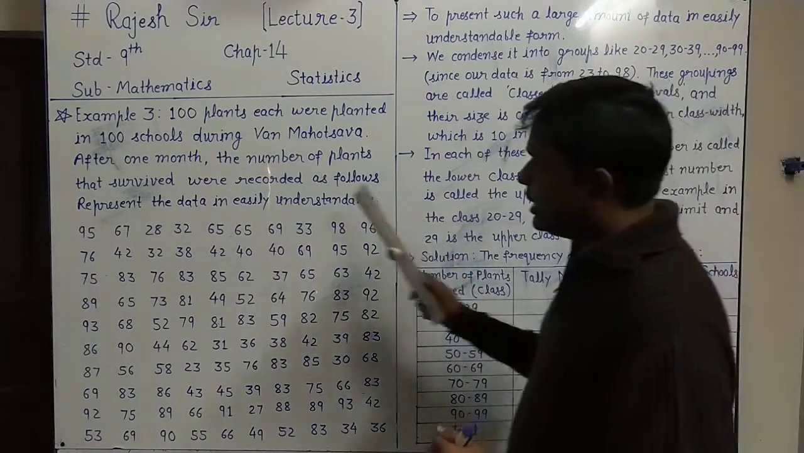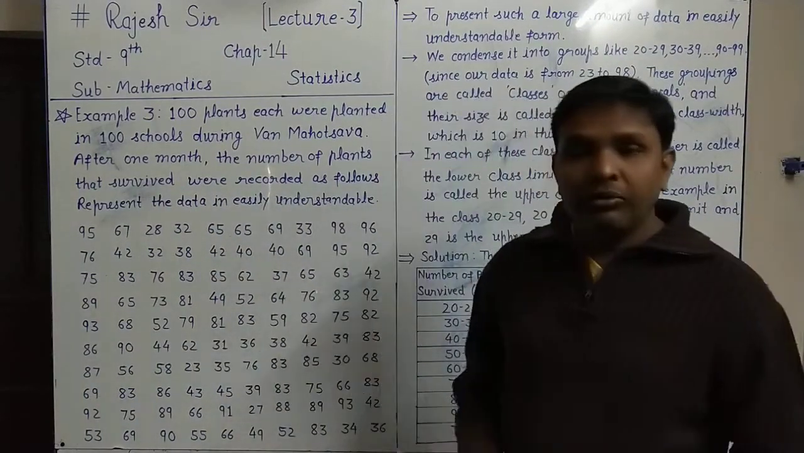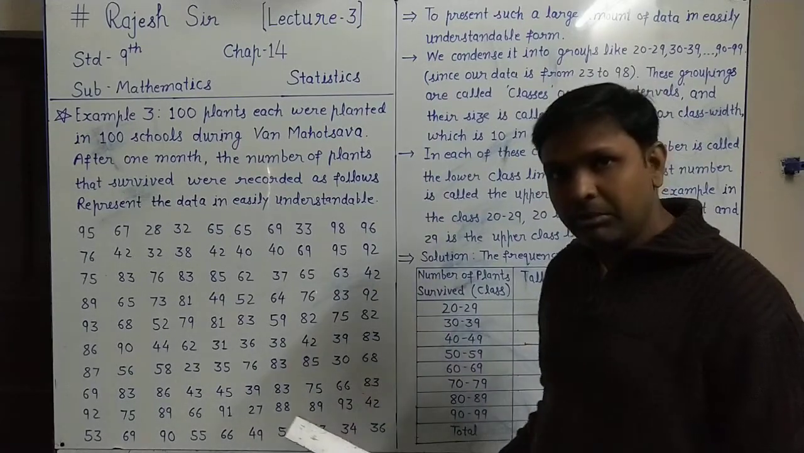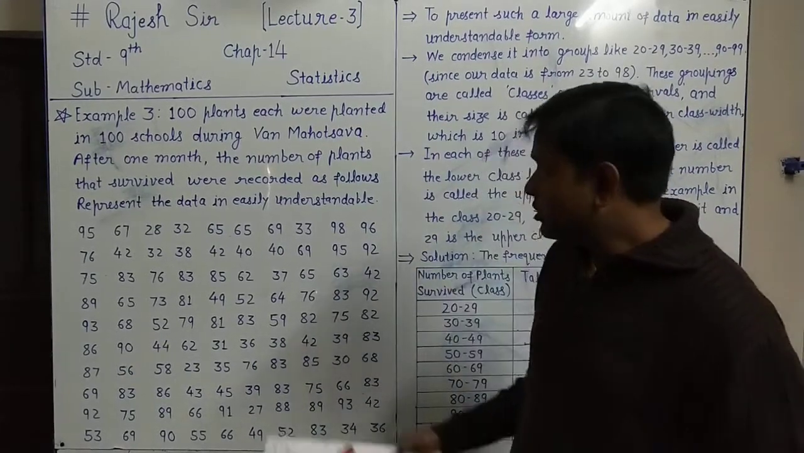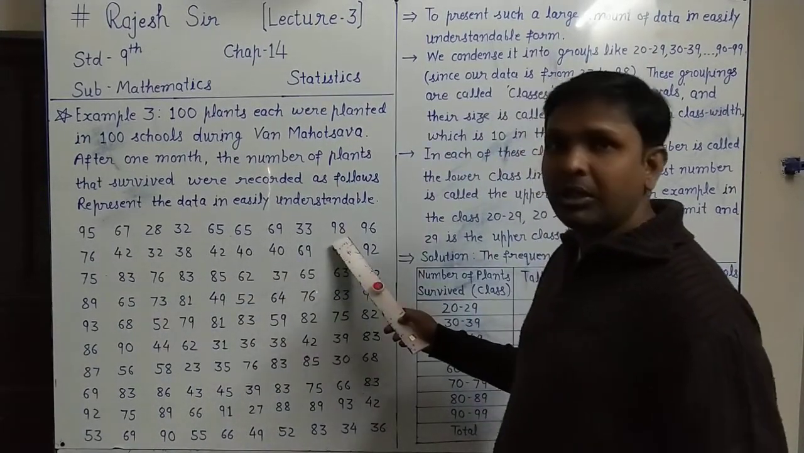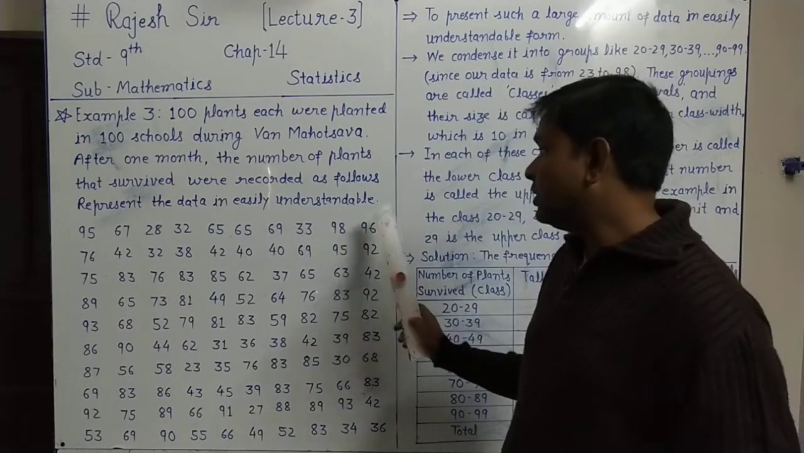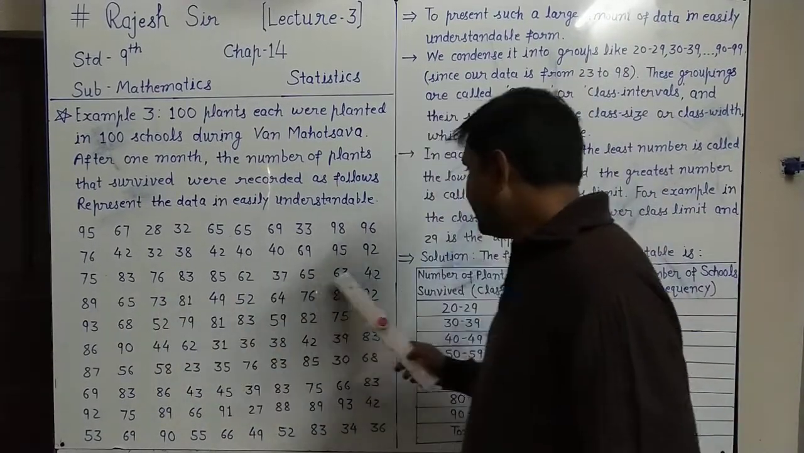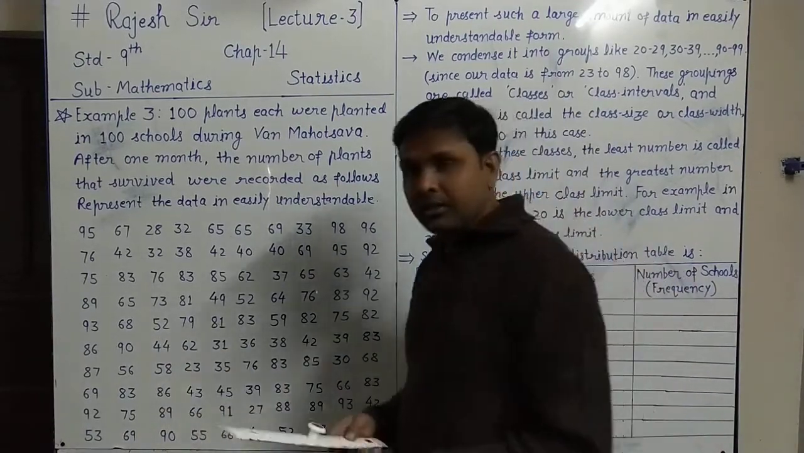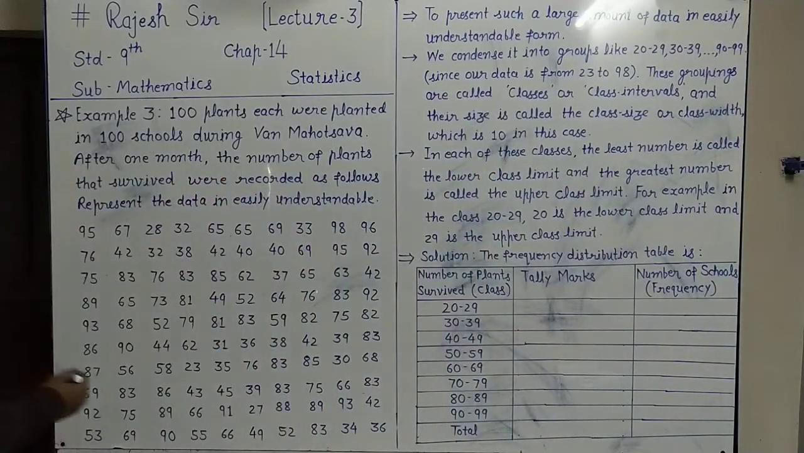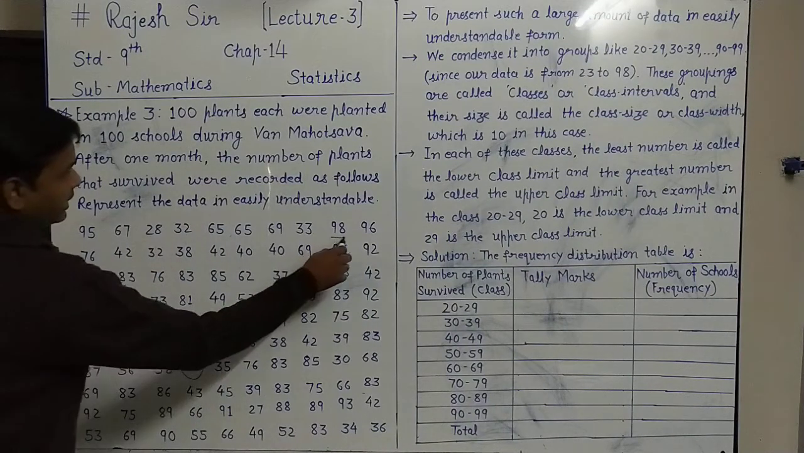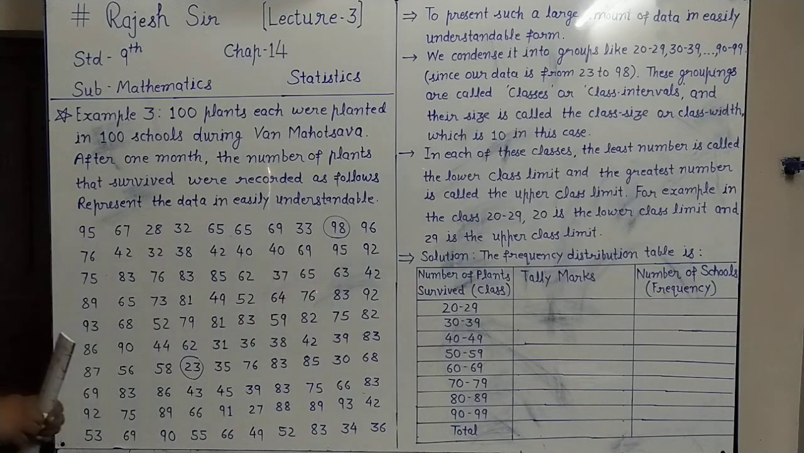Now what is this 23 to 90? In this whole data, first of all we have to see the minimum number and the maximum number. Two numbers you have to find out. If you read every data value very carefully, 90 is the greatest number, the maximum, and you will find the least number is 23. So in this data of 100 values, 23 is the least and 90 is the maximum or greatest.